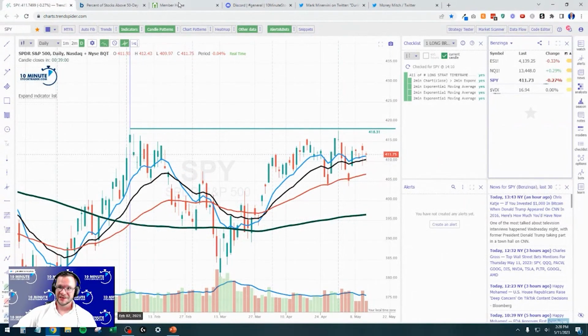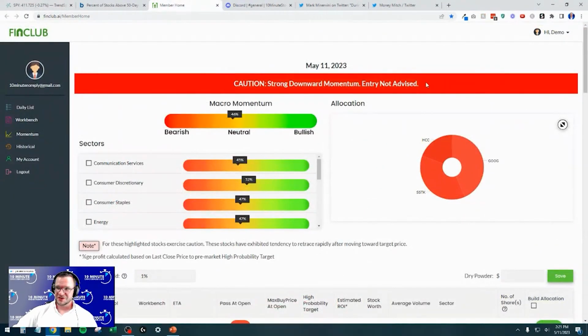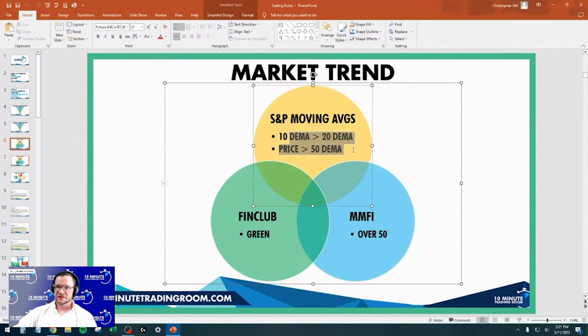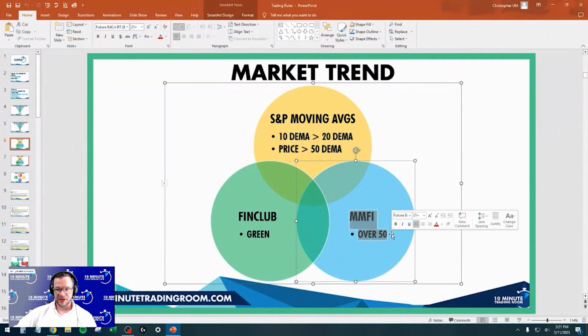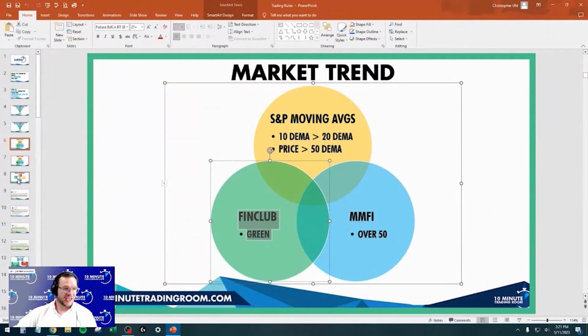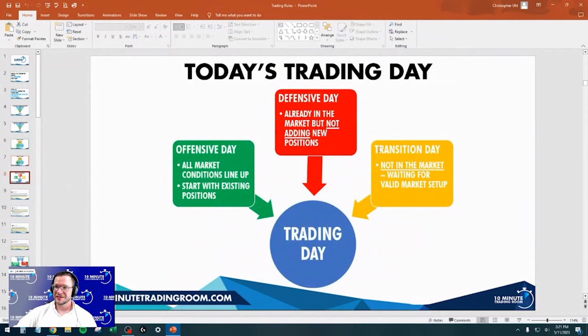Then finally, FinClub. This is our artificial intelligence data that we use. This came through as red today. So what we see here is slightly bullish, bearish, bearish. And on a day like today, you guys know, it's a transition day.